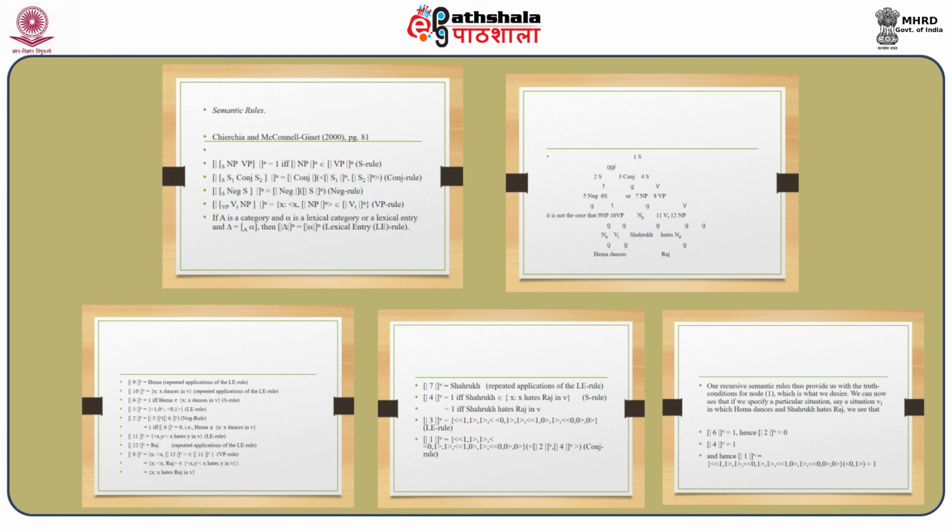And a final rule, basically, it says if A is a category and alpha is a lexical entry, and delta equals a structure where A directly dominates alpha and nothing else, then the semantic value of delta is just the semantic value of alpha. We call this the lexical entry or LI rule.